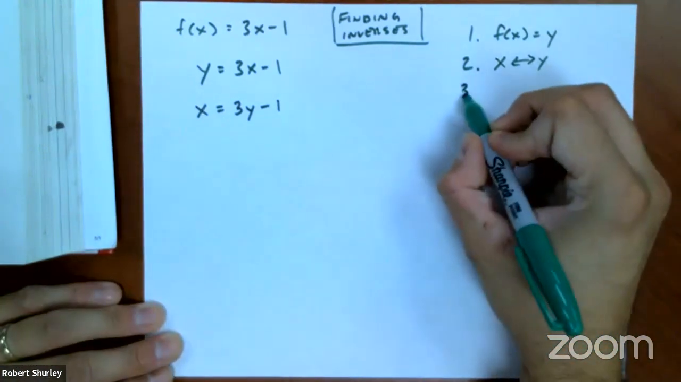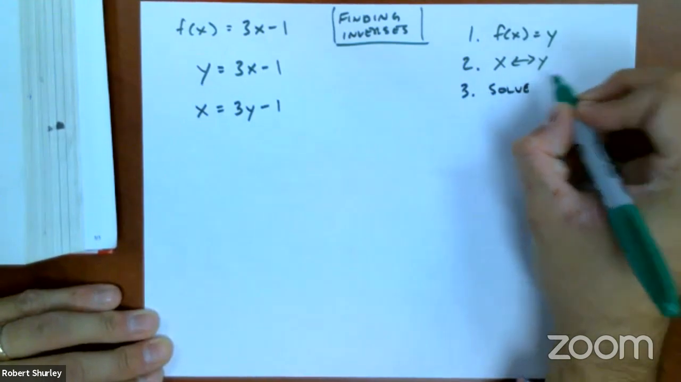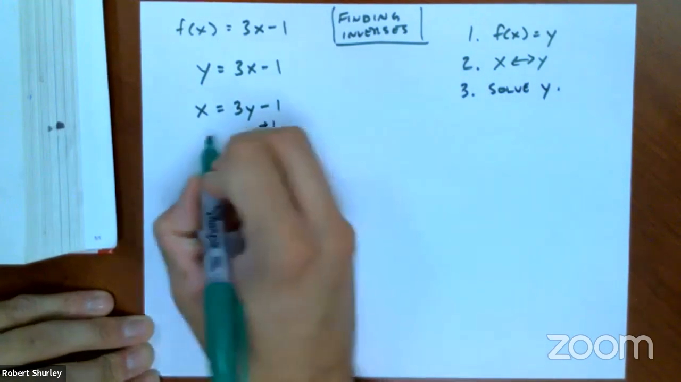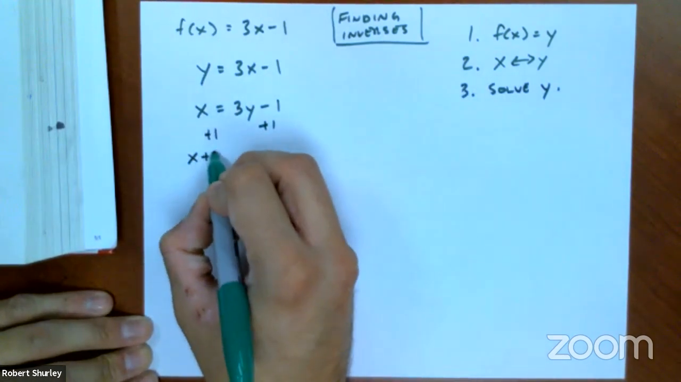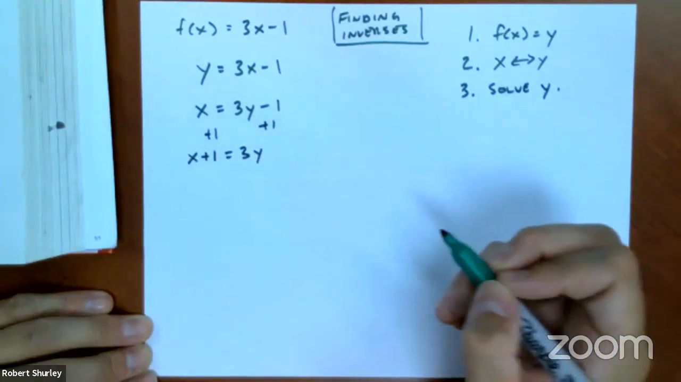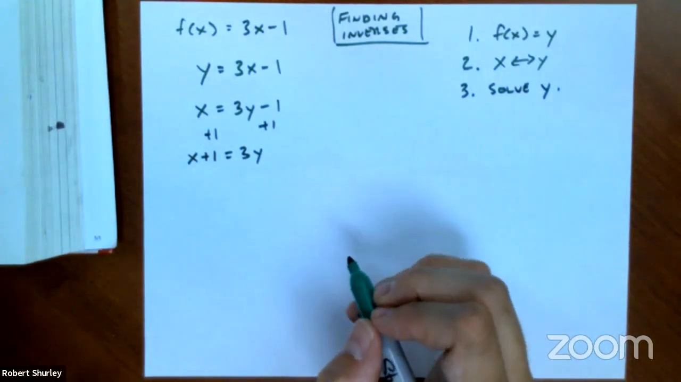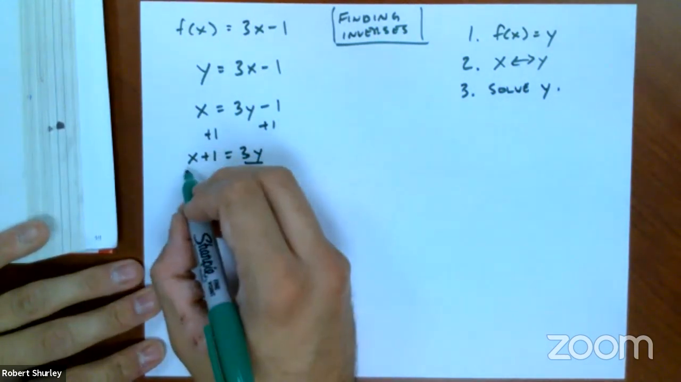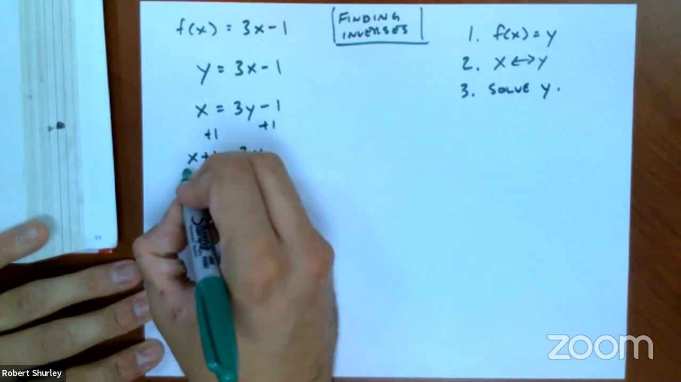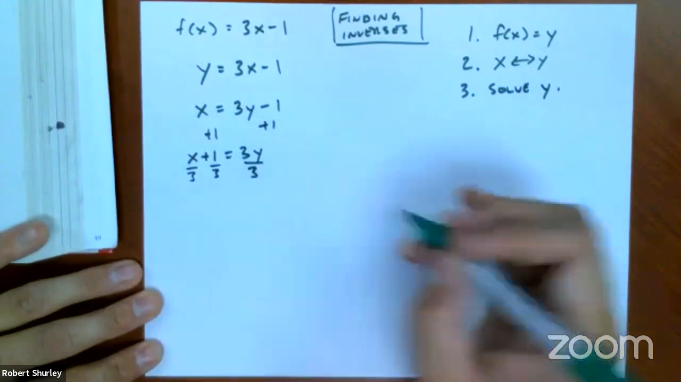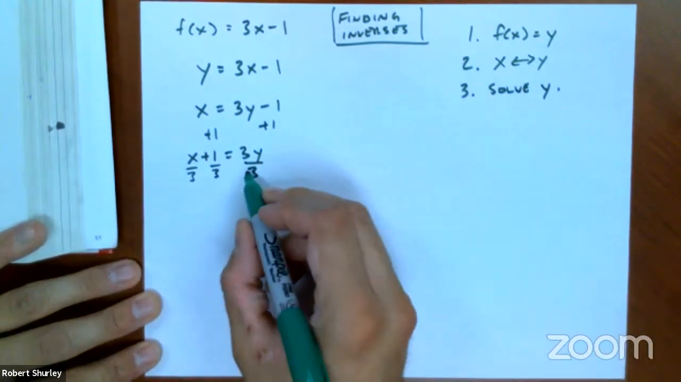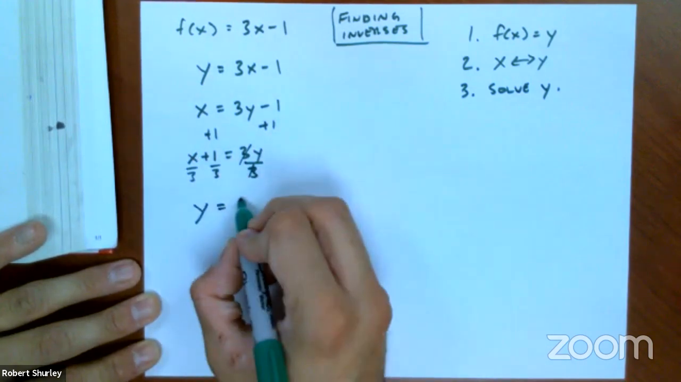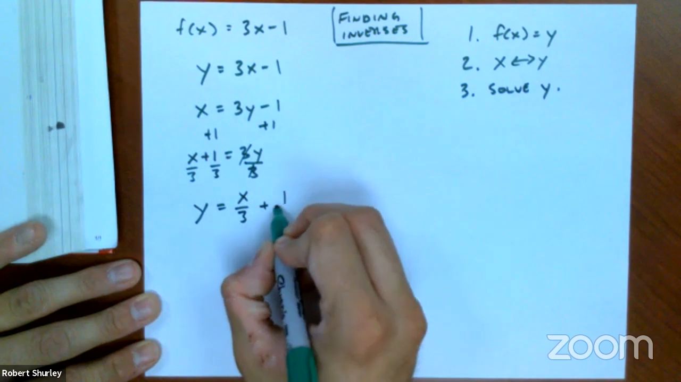And then step 3, you're going to solve for y now. That's going to be your inverse, actually. So solve for y. Add the 1 to the other side, and I get x plus 1 equals 3y. And then I'm going to divide by 3. You could just divide everything by 3, and that's fine, but I'm going to divide all parts by 3 to graph this in a second. In the end, we wind up with y equals x over 3 plus 1/3.